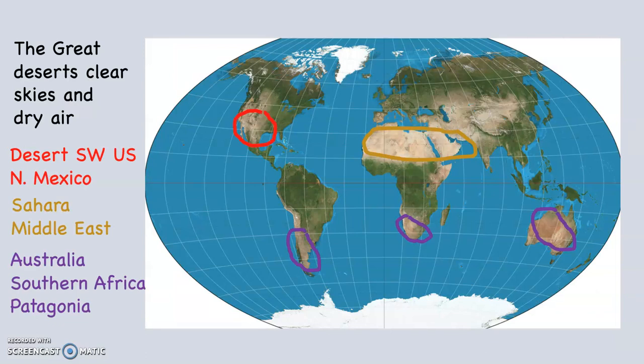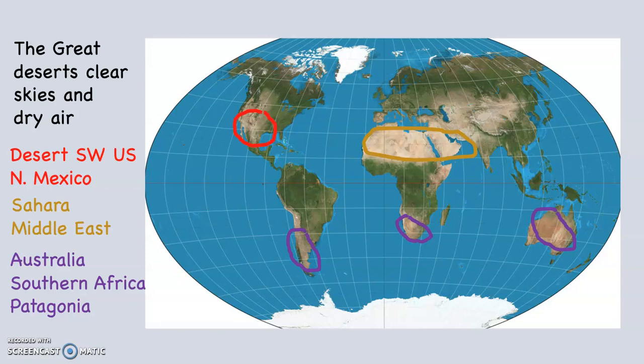Notice that the great deserts are located here because of clear skies and dry air. If you look in red, this is a desert southwest of the United States, like the Mojave, in northern Mexico, where Chihuahua State is at. Then if you go across over to where Africa and the Middle East are at, I think we know what the Middle East looks like. Even if you've never been there, we've been fighting wars there, it seems like, for the last 30 or 40 years, whatever it is.